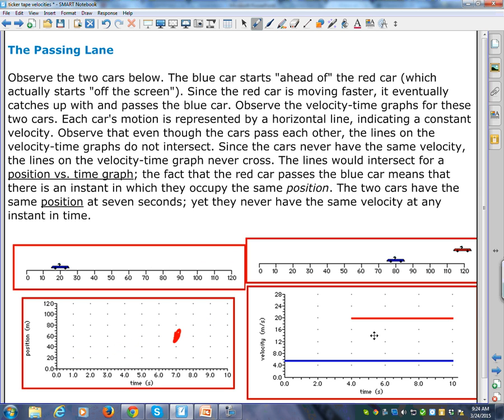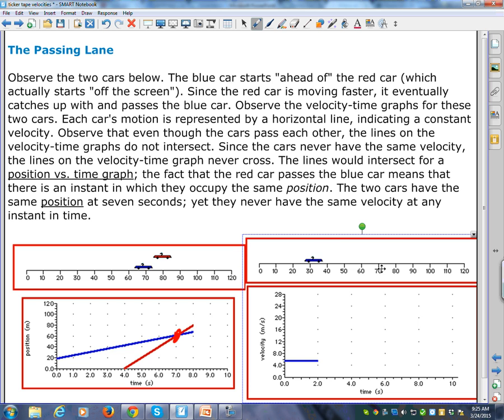You do know the answer, by the way. You just don't realize it. How do you find position or displacement from a velocity-time graph? Take the two points. Area. Area. Let me see if I can stop this guy here. Can I stop him? No, I can't.